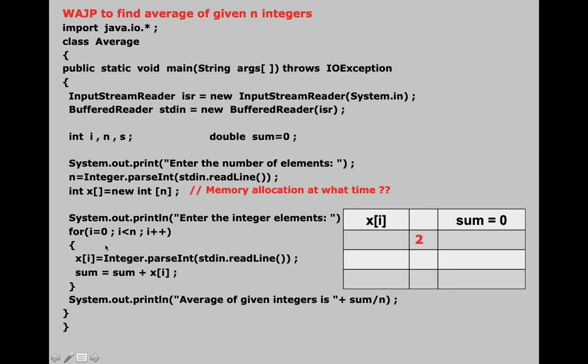So tell me one thing, this 2 will now be assigned to whom? Well, it will be assigned to x of I. And what is x of I? x of I is x of 0. So 2 is stored in x of 0. Now this statement executes. So sum is equal to old sum plus x of I. So this will become 0 plus 2 equal to 2.